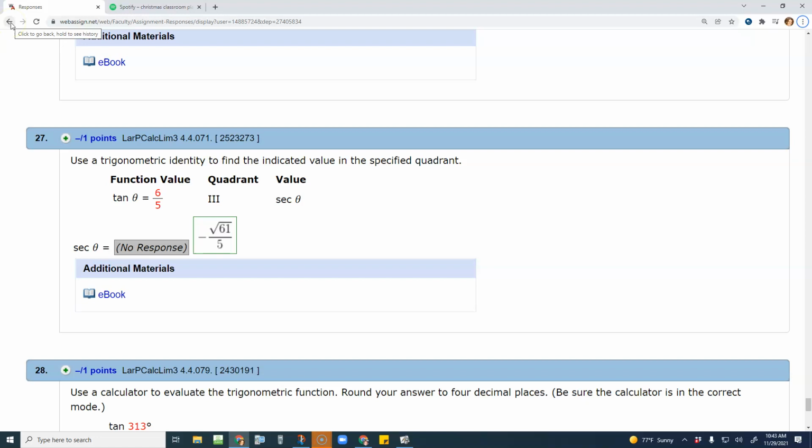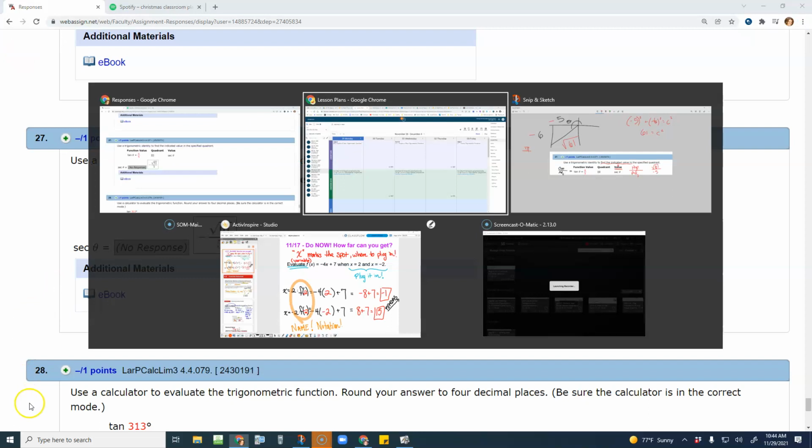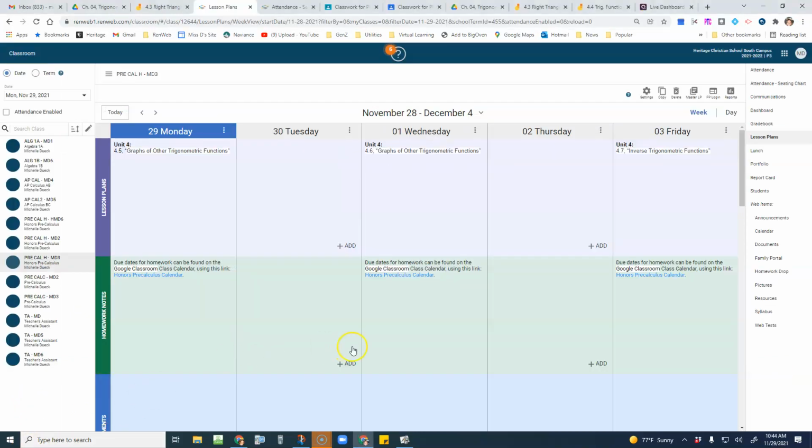Our goal in honors pre-cal is to finish chapter 4, which means 4.5, 4.6, and 4.7. We're skipping 4.8. Our goal is to finish chapter 4, 4.5, 4.6, 4.7.